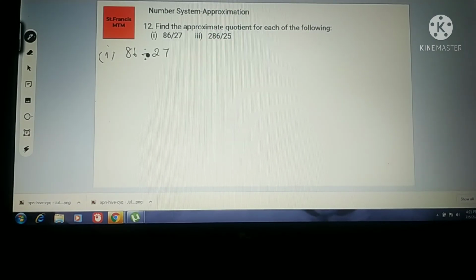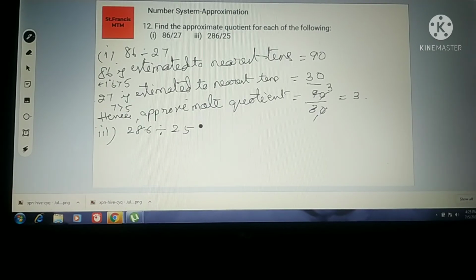See the next one, this problem: find the approximate quotient for each of the following. First one is 86 divided by 27. Here we have to find the quotient of the given numbers, that is 86 and 27. If you do it directly, it will be difficult for us. So first we will estimate them to the nearest tens and then we will do the division part. We are doing the nearest tens because both are 2-digit numbers, so we can go for the nearest tens here.